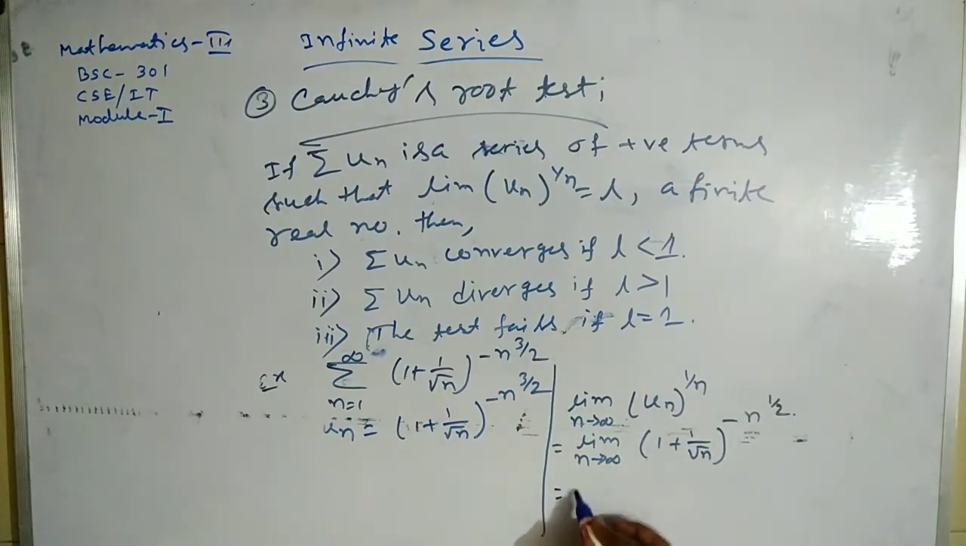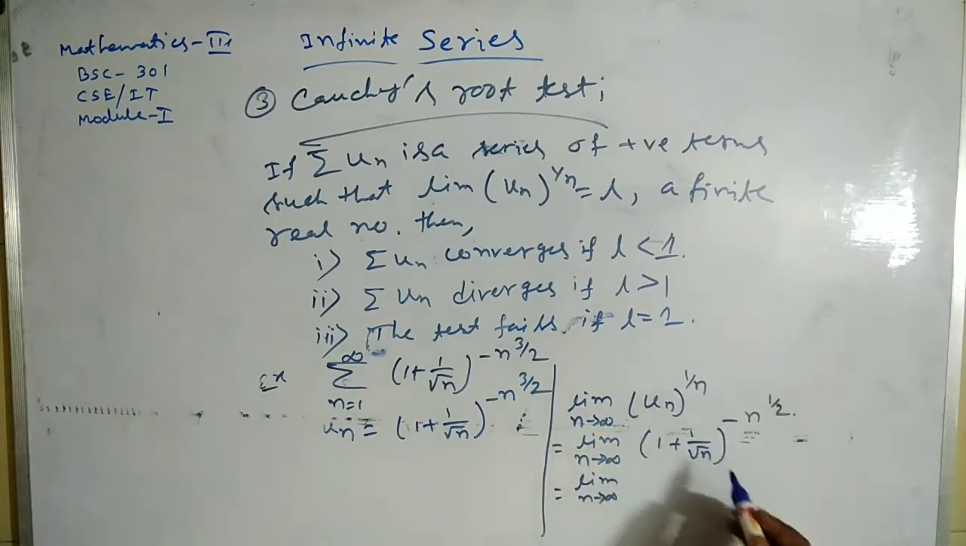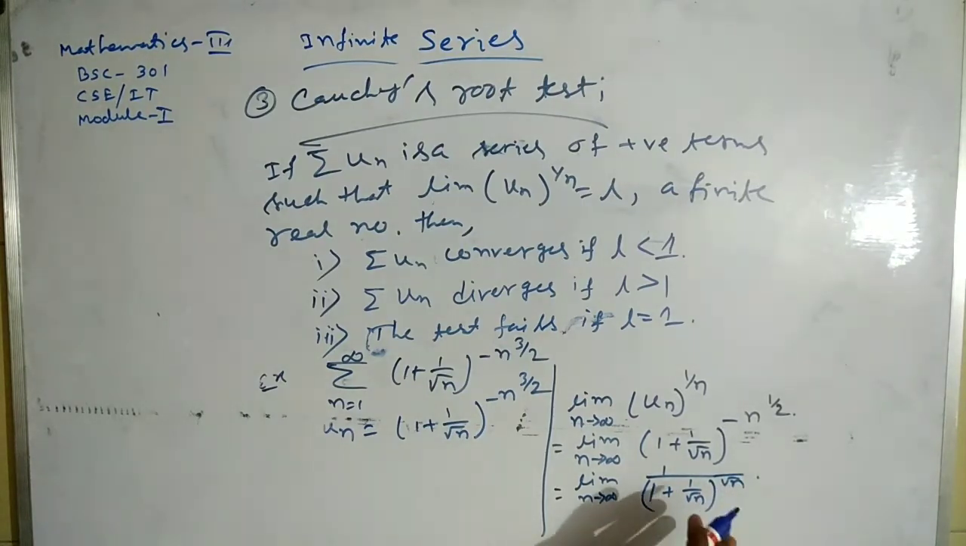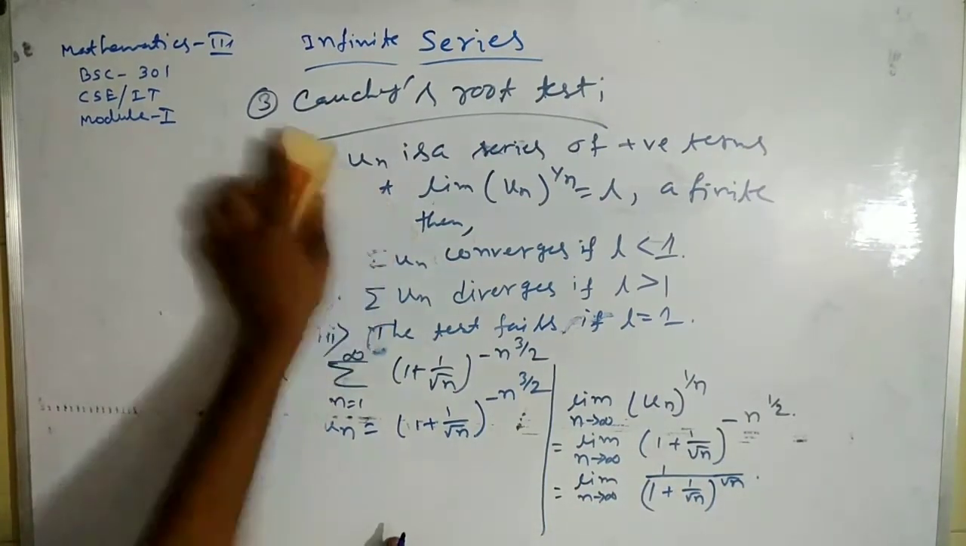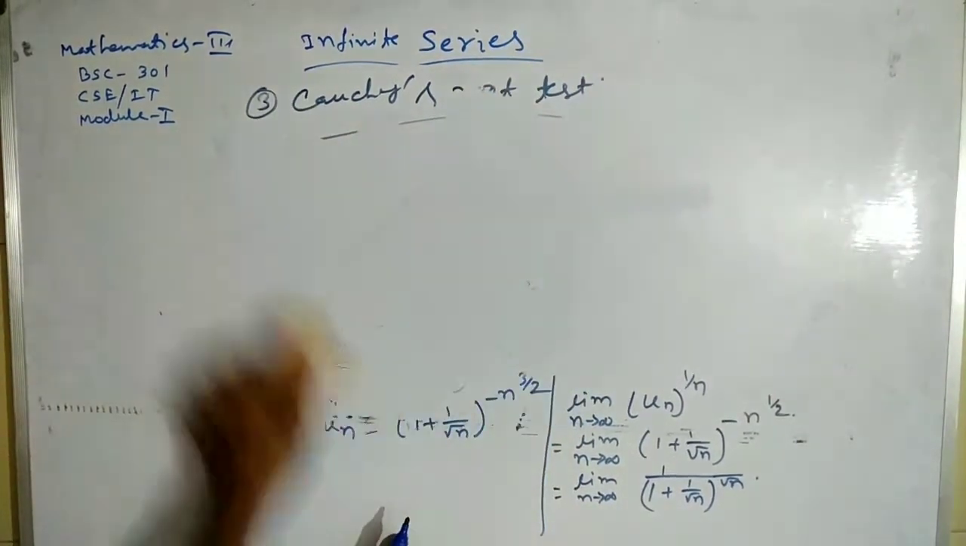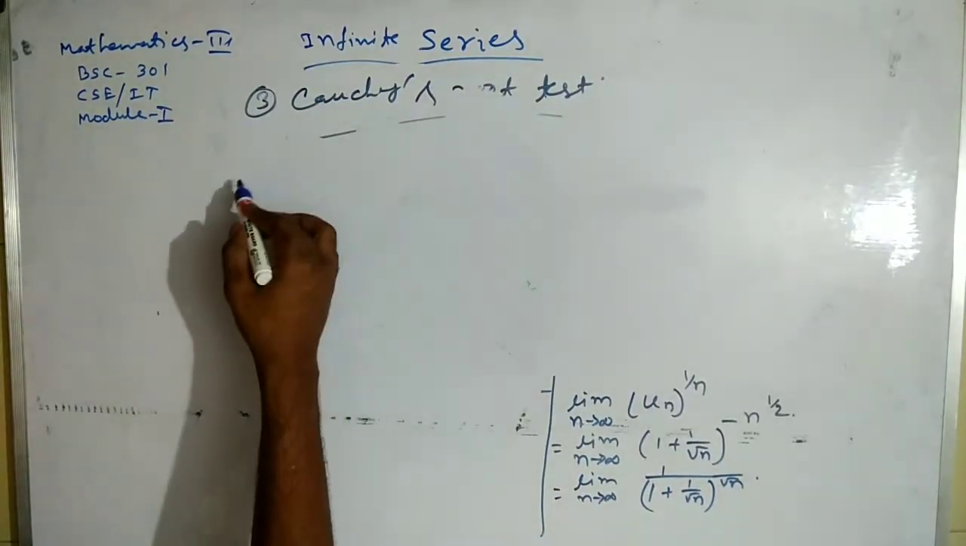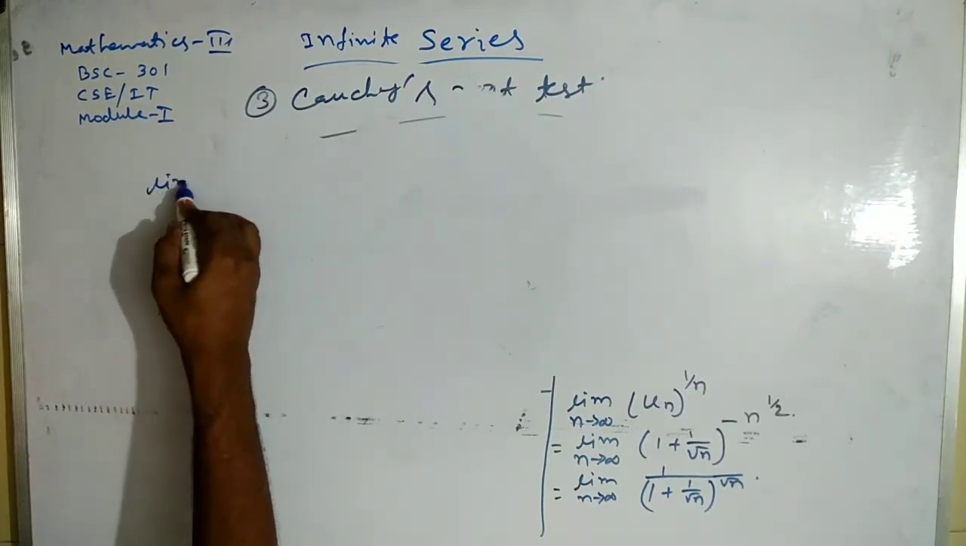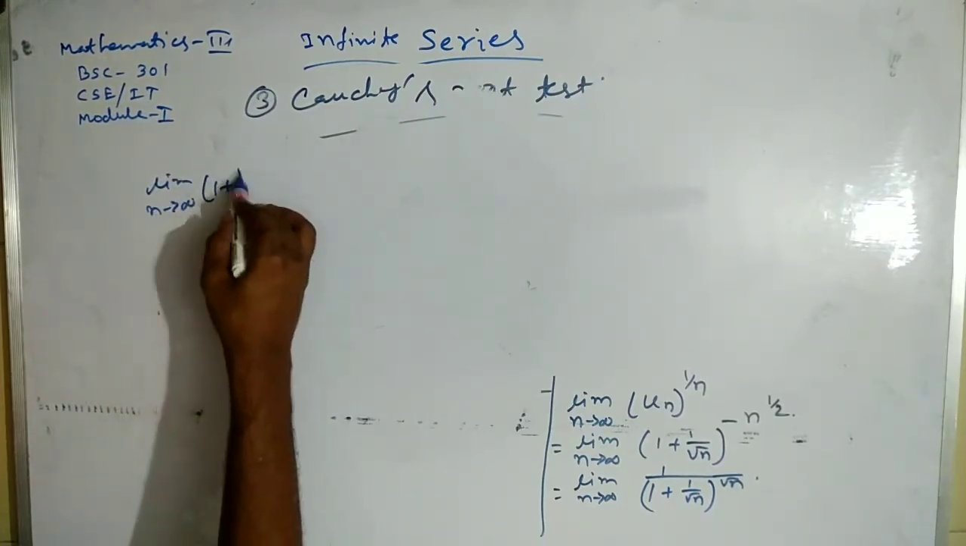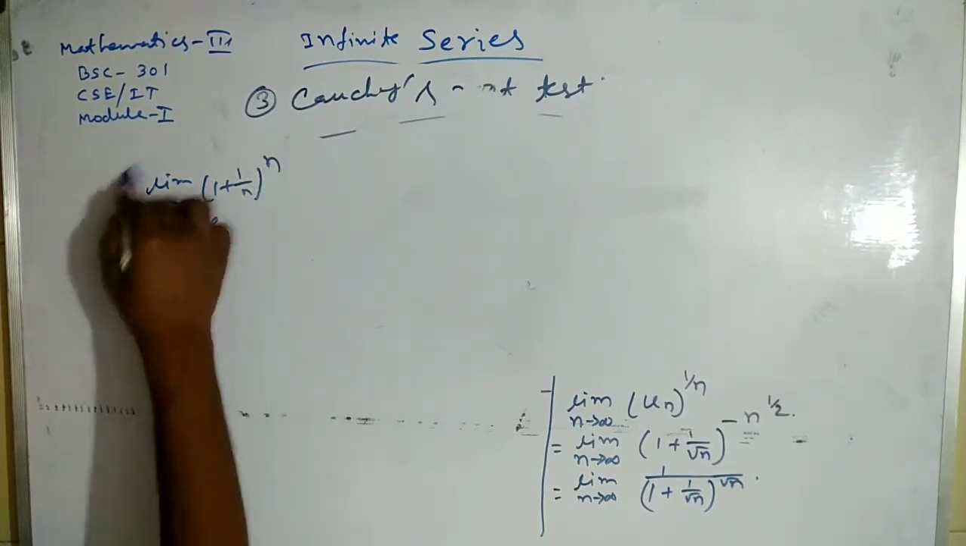And this is equal to limit n tends to infinity. From this term we can write it as (1 plus 1 by root n) whole to the power root n, with the whole thing to the power minus 1. Now since we know this result, that limit n tends to infinity of (1 plus 1 by n) whole to the power n equals e, we know this result.